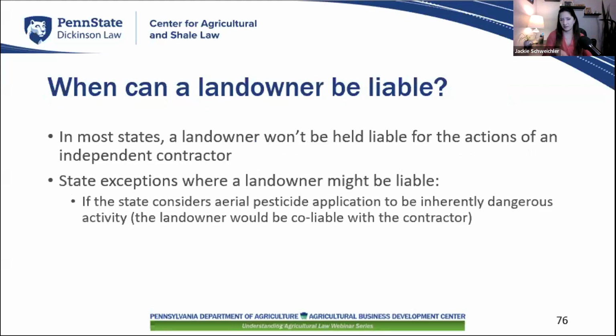So as you've probably noticed, most of these slides say applicator legal liability at the top. In most cases, a landowner is not going to be liable for the actions of an independent contractor who causes pesticide drift. But that said, there are some exceptions. One exception would be if the state considers aerial pesticide application to be inherently dangerous. In that case, the landowner would be co-liable with the independent contractor.